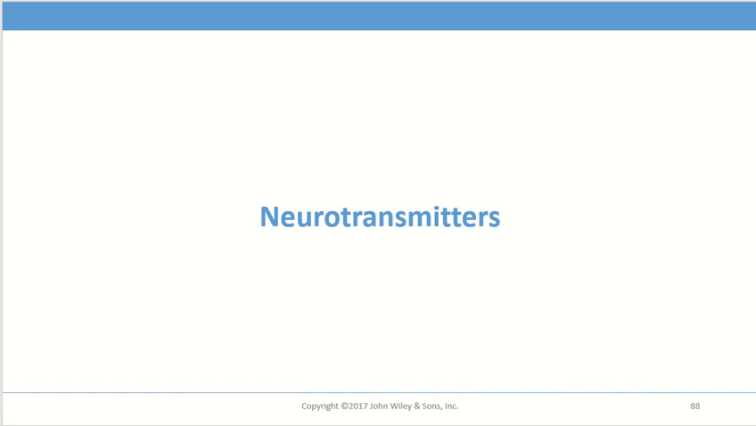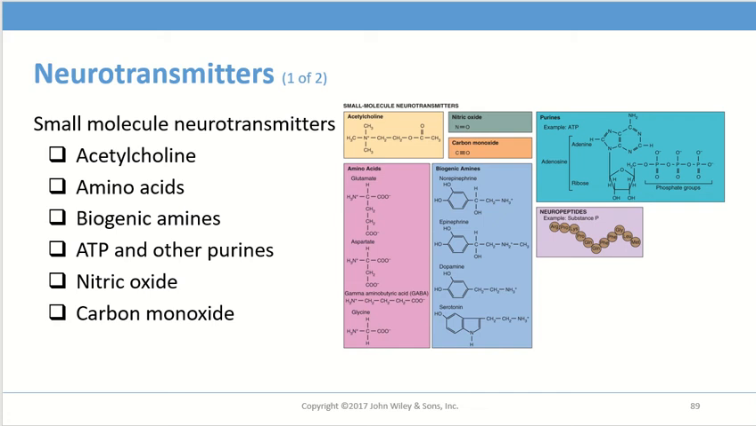So next we need to discuss the various neurotransmitters that are used within the body and how they work. Neurotransmitters are broken up into all different kinds of categories. A big one, a very popular one, is going to be small molecule neurotransmitters. This is going to include things like acetylcholine, amino acids, biogenic amines, ATP and other purines, as well as nitric oxide and carbon monoxide. All right.